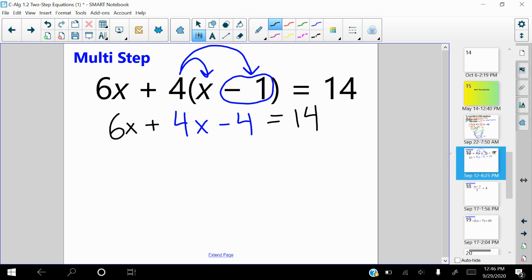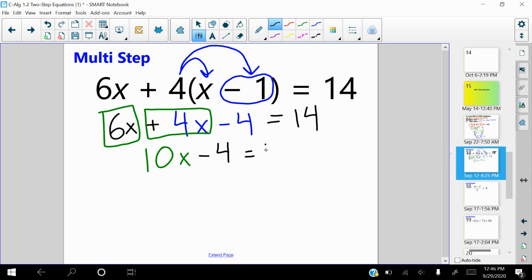So now we're left with 6x plus 4x minus 4 is equal to 14. Can I combine any like terms here? Yeah, I can. I have 6x positive 4x. Those are like terms. I can add 6x and 4x, and I get 10x. I now drop everything else down. So I have 10x minus 4 is equal to 14. And now I have a two-step equation because I cannot combine 10x minus 4. Those are not like terms.